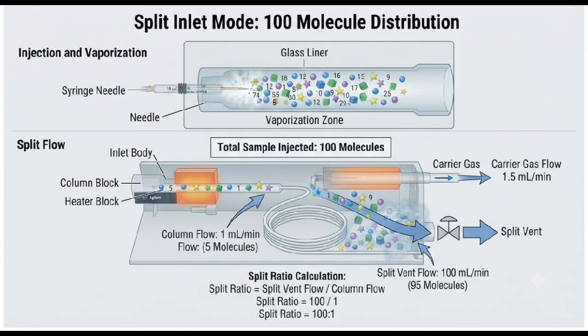Split versus splitless injection. In split injection, only a portion of the vaporized sample enters the column while the remaining portion exits through the split vent. This is useful when the sample concentration is relatively high. Splitless mode. In splitless injection, the sample is transferred predominantly into the column, making this mode useful when greater sensitivity is required for lower concentration analytes.